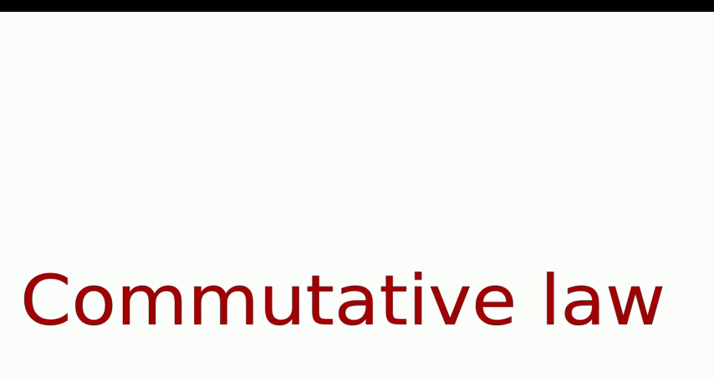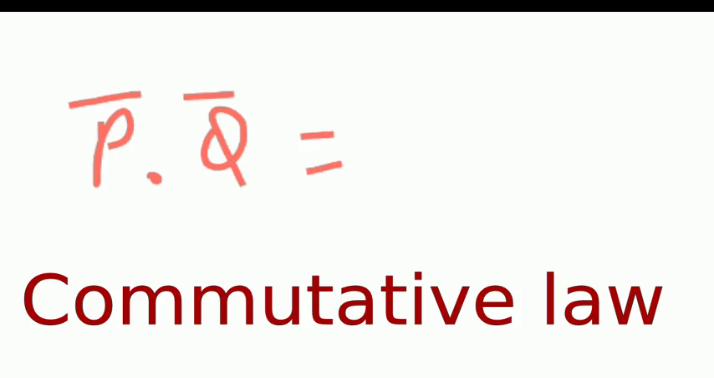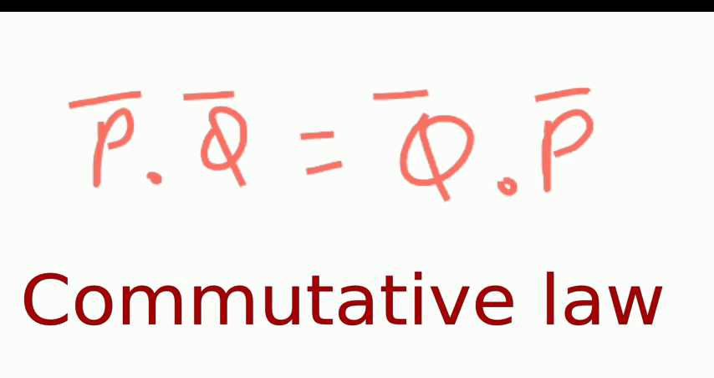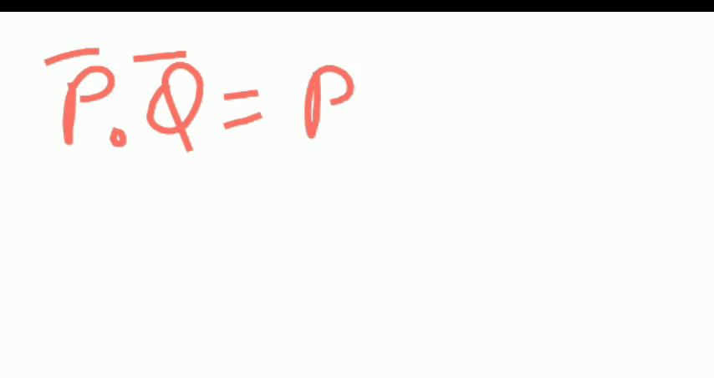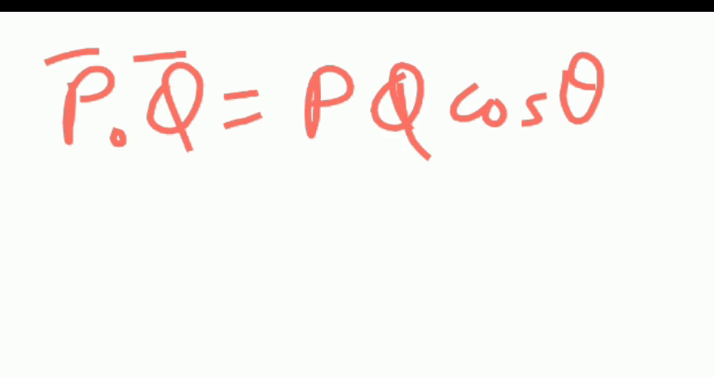This gives us the first property of scalar product, that is, the scalar product is always commutative. That is, we can do this product in any order. So p dot q is exactly equal to q dot p. I will write this again here: pq cos theta is the dot product of vector p and vector q.